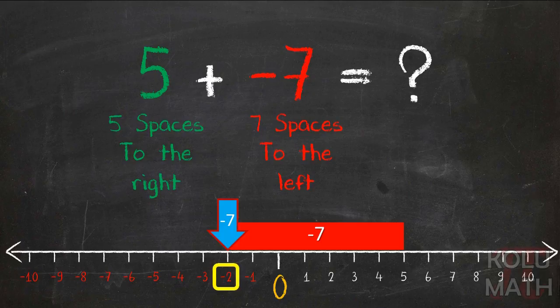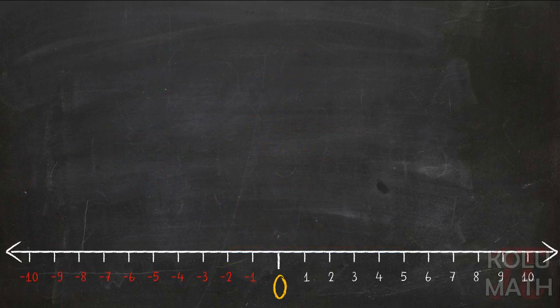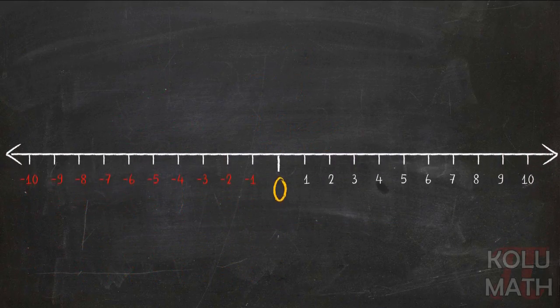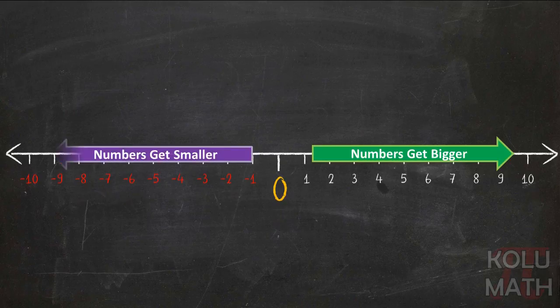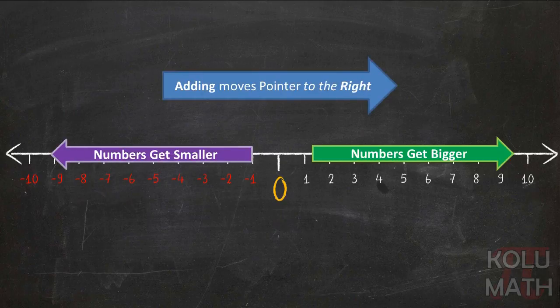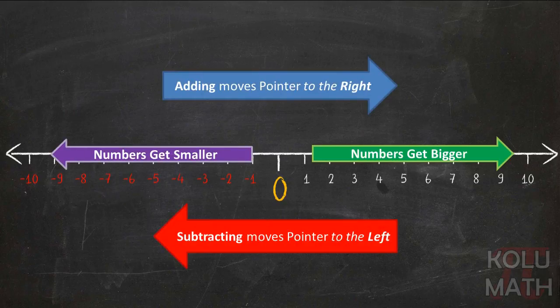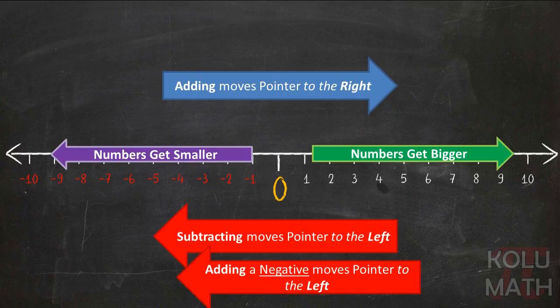So that's maybe even a better way to do this, and we'll try that strategy more going forward. As you guys know, I always like to show you many different ways to think about something, and hopefully one sticks. Okay, let's review what we know so far about the number line. We know that numbers get bigger to the right, smaller to the left. We know that adding moves the pointer to the right, subtracting moves the pointer to the left, and we've also seen that adding a negative moves the pointer to the left.